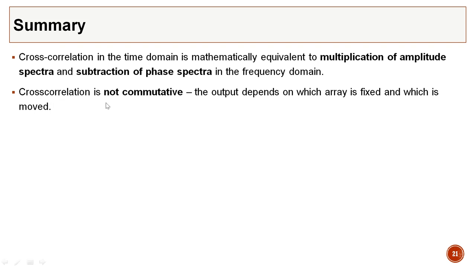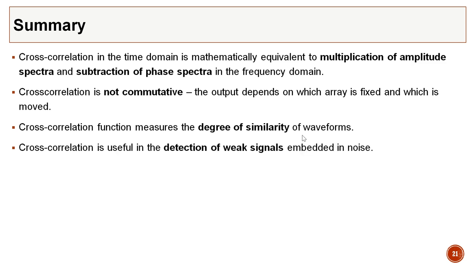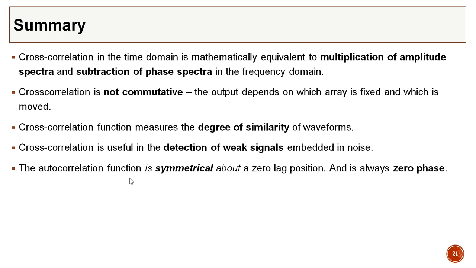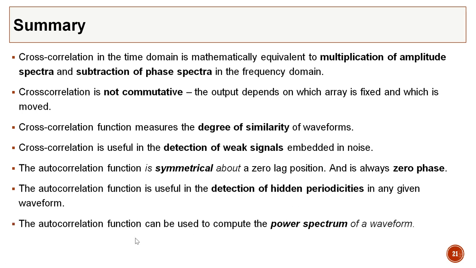Another point is cross correlation is not commutative, so it's important whether you're correlating wavelet 1 with wavelet 2 or wavelet 2 with wavelet 1. Depending on that, you will get different results. It is basically a measure of the degree of similarity of waveforms, as we have seen. It helps in the detection of weak signals embedded in noise. The autocorrelation function is symmetric about the zero lag position and is zero phase, and is also used for the detection of hidden periodicities in the data. And the autocorrelation function is used to compute the power spectrum of a waveform. Like we have seen, it's basically the square of the amplitudes, which is the power term.